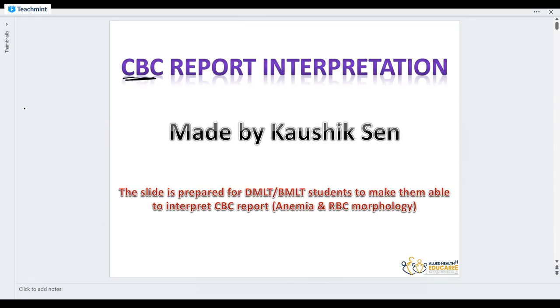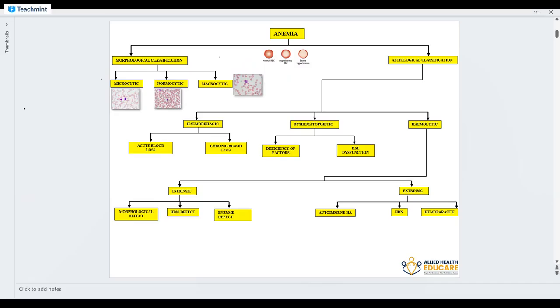So we may face difficulties in case of CBC report interpretation. The CBC report interpretation in terms of anemia appears in this lecture, so that you can get a good idea how to interpret the CBC report. So I have prepared different slides which explain how you can report, how you can explain your CBC report. So let's move to our first slide.